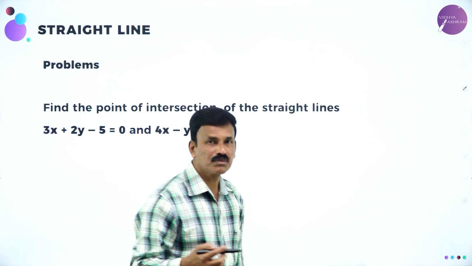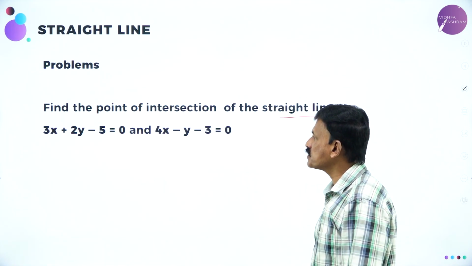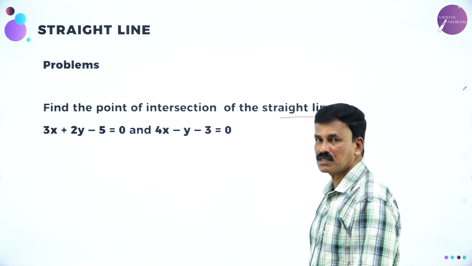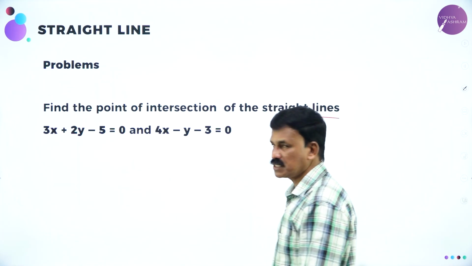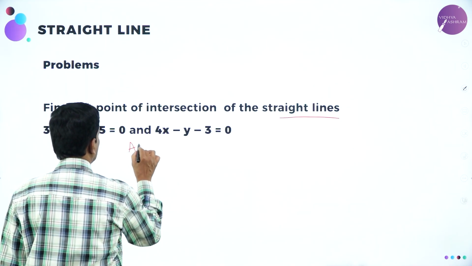Now move on to the same type of problem. Find the point of intersection of the straight lines 3x plus 2y minus 5 is equal to 0 and 4x minus y minus 3 is equal to 0. So this is already in the standard form. Straight away apply the RCM.